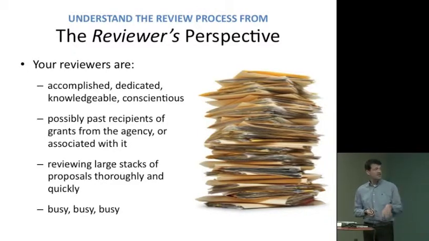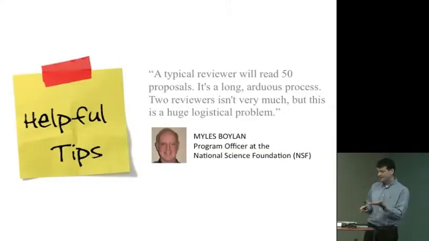If you look at our good old friend Miles again, he's going to tell you that a typical reviewer, he said this 2 weeks ago, has 50 proposals to read. It's a long, arduous process. 2 reviewers isn't very much, but this is a huge logistical problem. Agencies don't know what to do with all the proposals, so they just throw 50 proposals at a reviewer possibly, and your proposal has to stand out. It has to stand out pretty quick. So that kind of lets you see it from the reviewer's perspective.